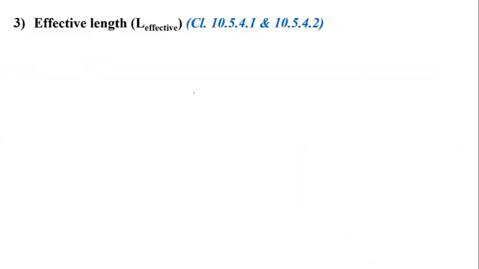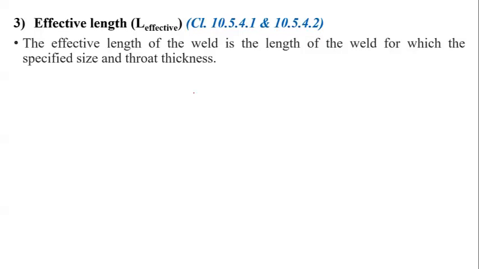Now the next specification is effective length, which is called L effective. Regarding the effective length conditions, you can refer to clauses 10.5.4.1 and 10.5.4.2 of IS 800:2007, which give the details of the effective length criteria. The effective length of weld is the length of weld for which the specified size and throat thickness are provided.